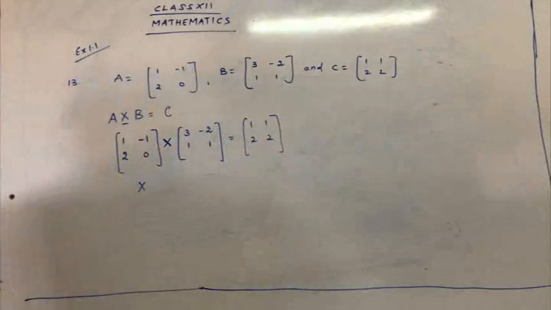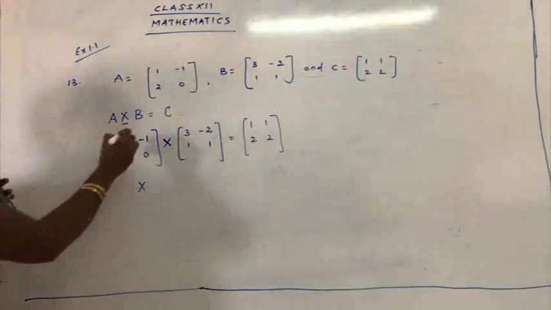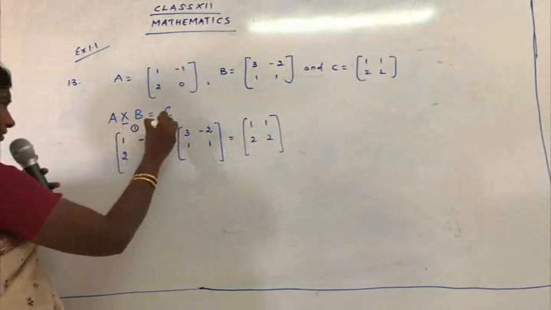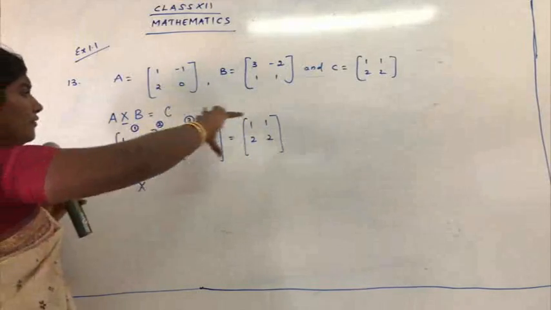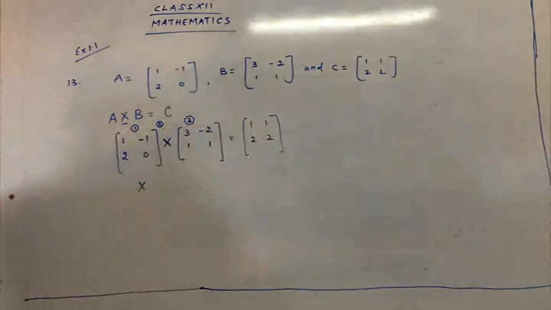So let's write the position of the matrix. So this is 1. This is the second one. And this is the third one. So now let's see how to fix over here, that is on the RHS part.